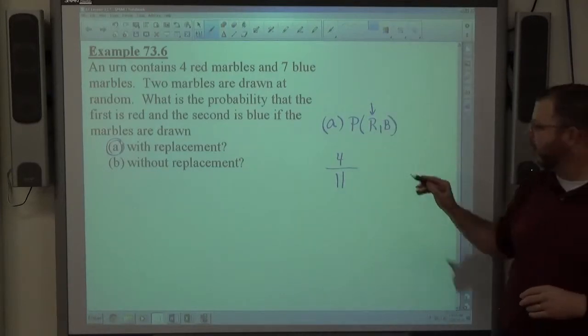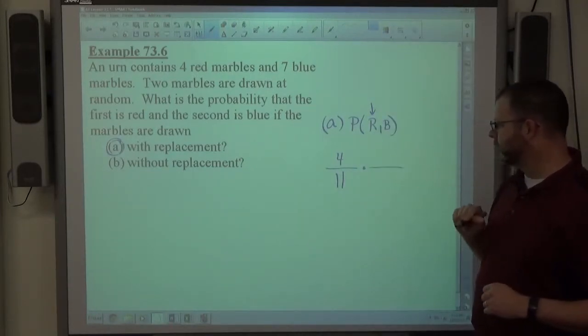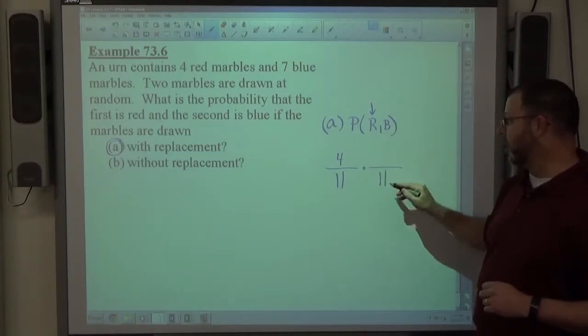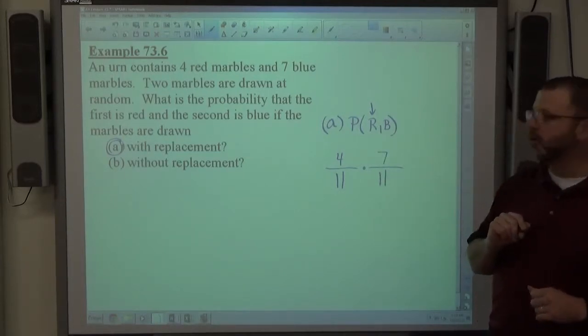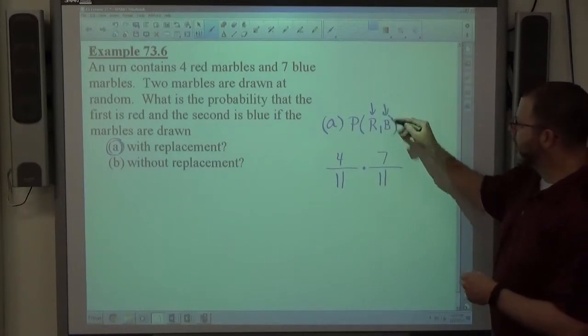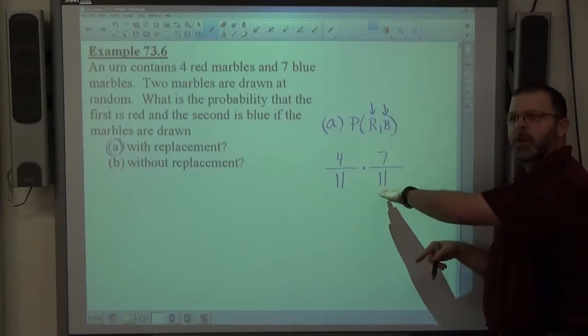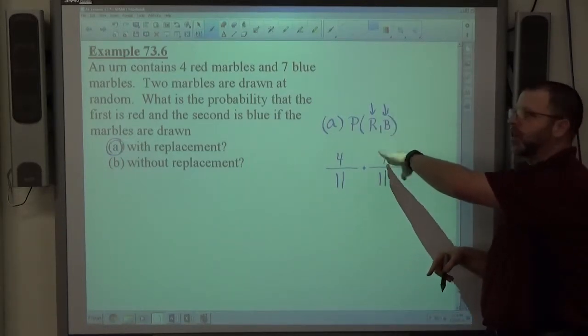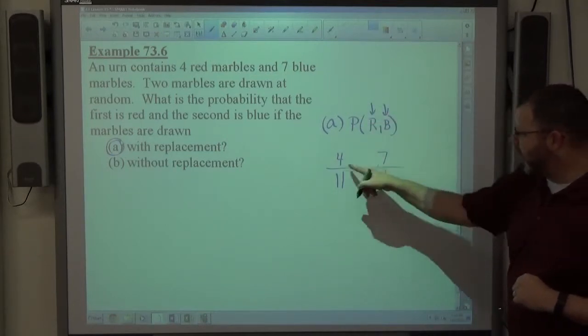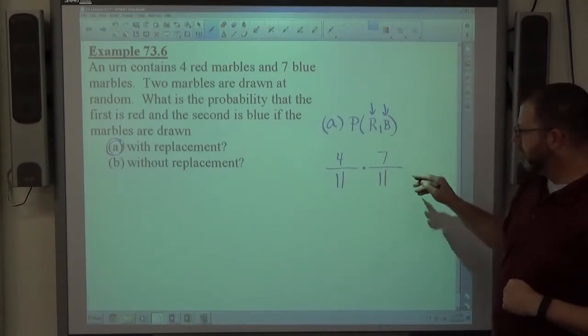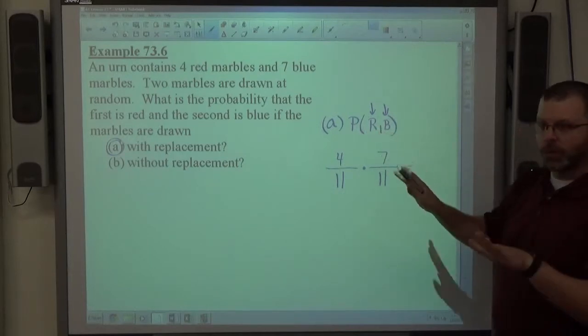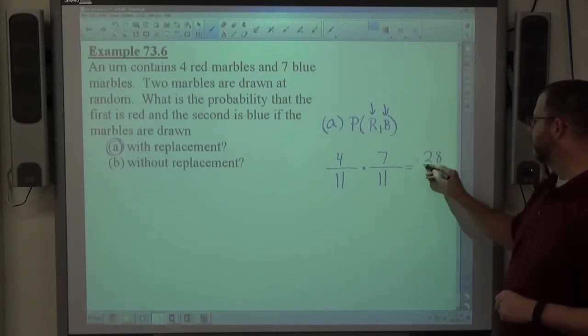All right. So now, the second pick, how many marbles are there? There's 11 marbles, of which 7 are blue, right? So my second pick, I want to get a blue marble. So again, I replace, so the same number of marbles is there, the same number of blue marbles is there, which was 7. And notice nothing reduces, right? So the probability of getting red then blue with replacement is 28 over 121.